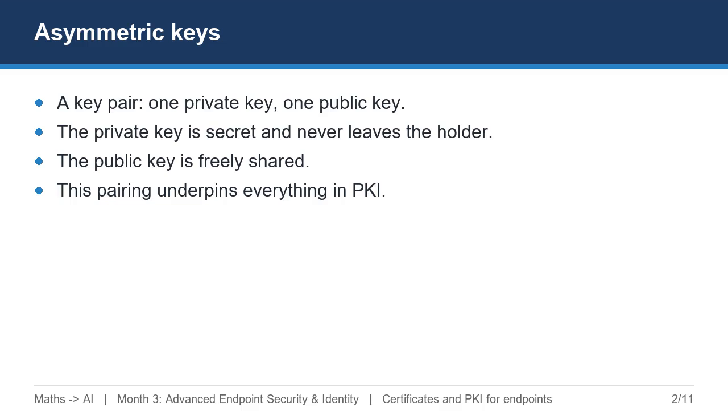Everything starts with asymmetric cryptography. Instead of one shared secret, you have a key pair, a private key that stays secret and never leaves the holder, and a public key that you hand out freely. The two are mathematically linked, but you cannot derive the private key from the public one. That asymmetry is the foundation of every certificate we'll touch today, so hold on to it.